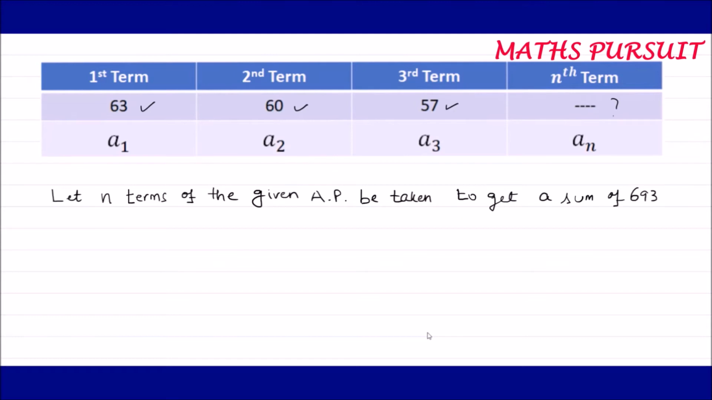And as per the question, I can write from the above Sn, because we know the sum of an arithmetic progression is denoted by Sn. So here Sn is equal to 693, because the sum of the given arithmetic progression is 693. This is what we have concluded from here, or this is what is given in the question also. Now let's see how we are solving this question.